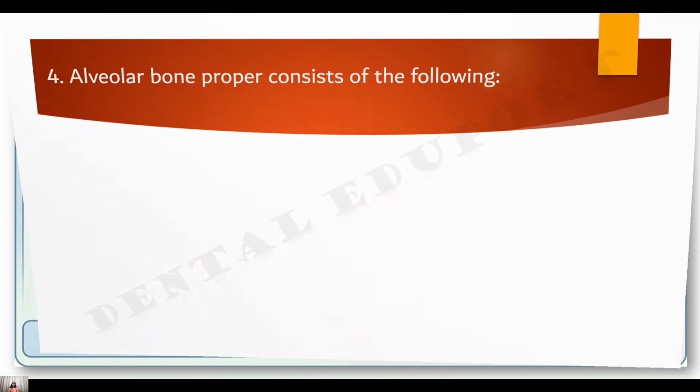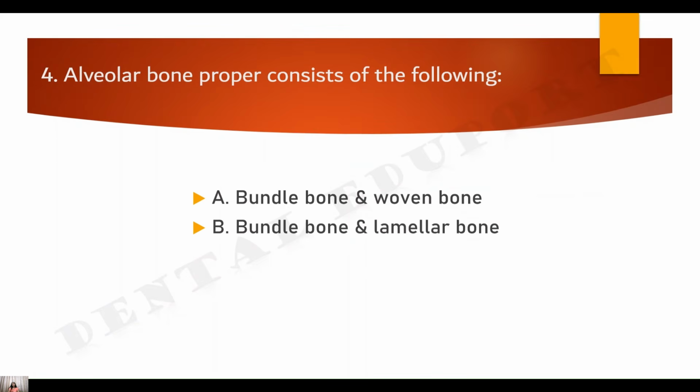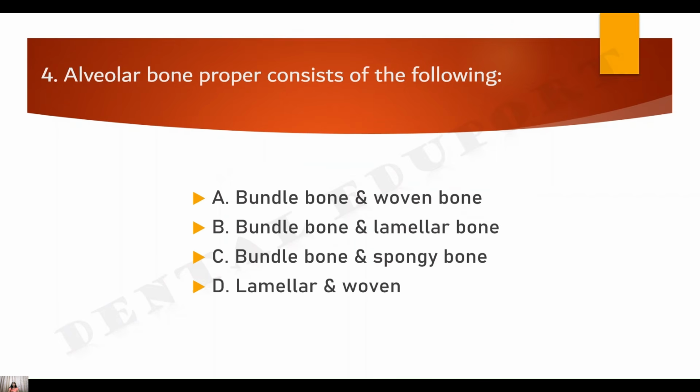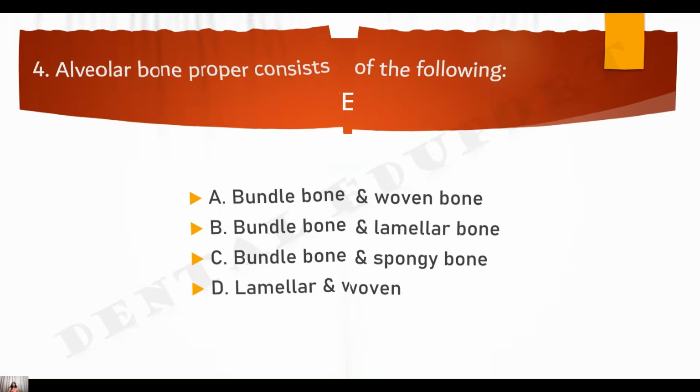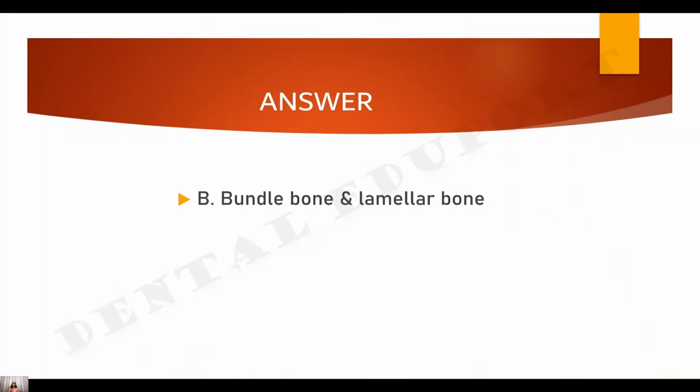Next question is, alveolar bone proper consists of the following. A. Bundle bone and woven bone. B. Bundle bone and lamellar bone. C. Bundle bone and spongy bone. D. Lamellar and woven bone. The answer here is B. Bundle bone and lamellar bone.